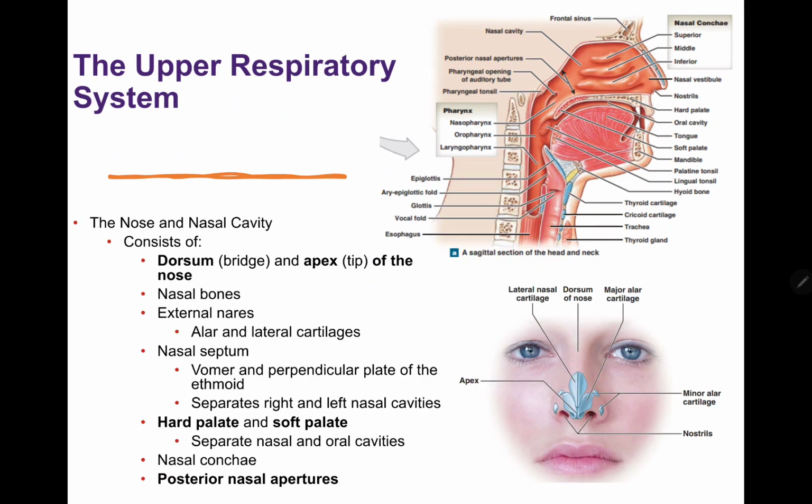When we're looking at the structures of the nose, it consists of the dorsum, which is the bridge of the nose. It also has the tip, or the apex. You're going to have nasal bones, of course, and the external nares. You're also going to have those cartilages, the paired lateral nasal cartilages and the alar cartilages as well, which help to support the nose.